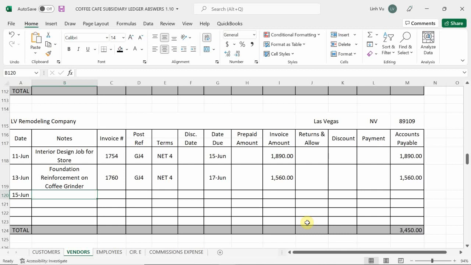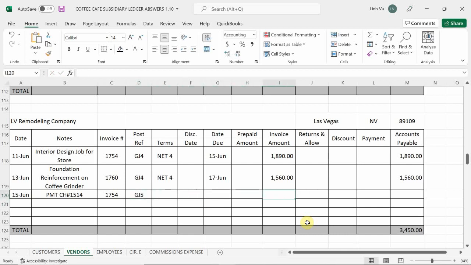Payment with check number. Excellent. So again, I'm going to go ahead and put payment, check number 1514. Okay? And what invoice is this payment associated with? 1754, right? We were on journal 5.